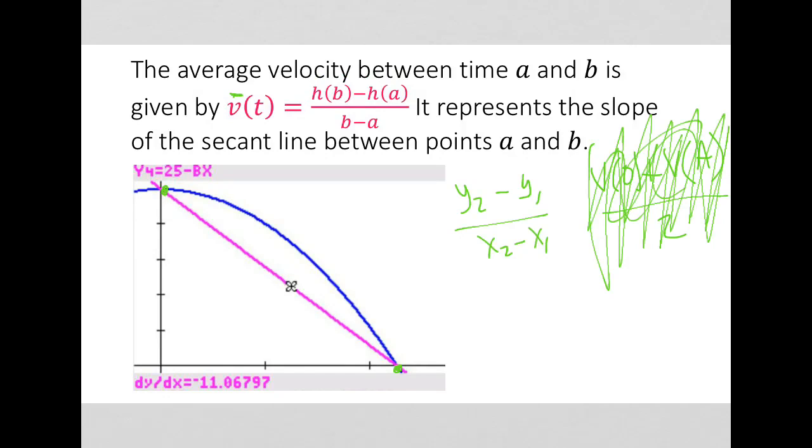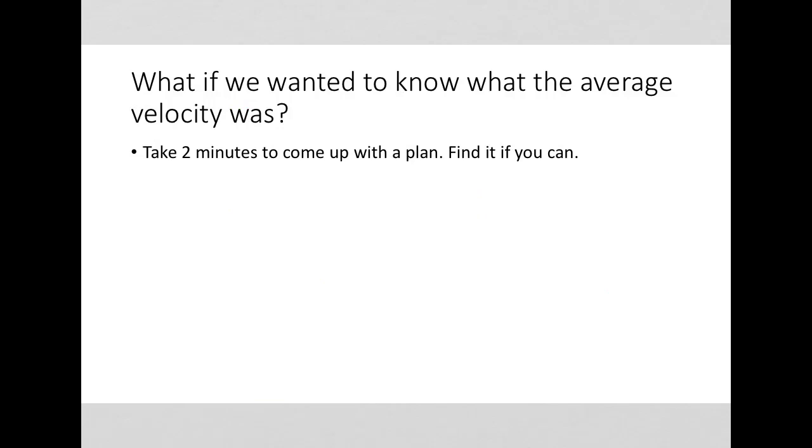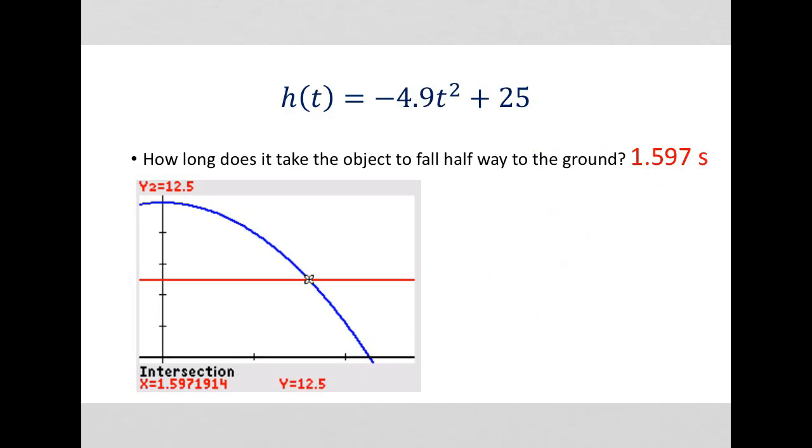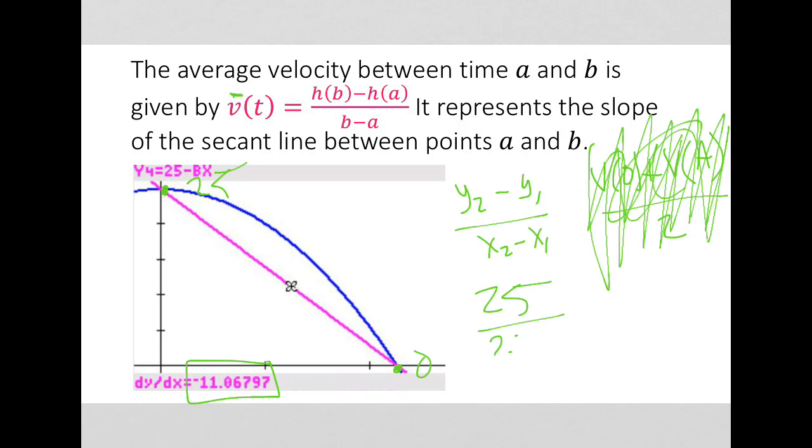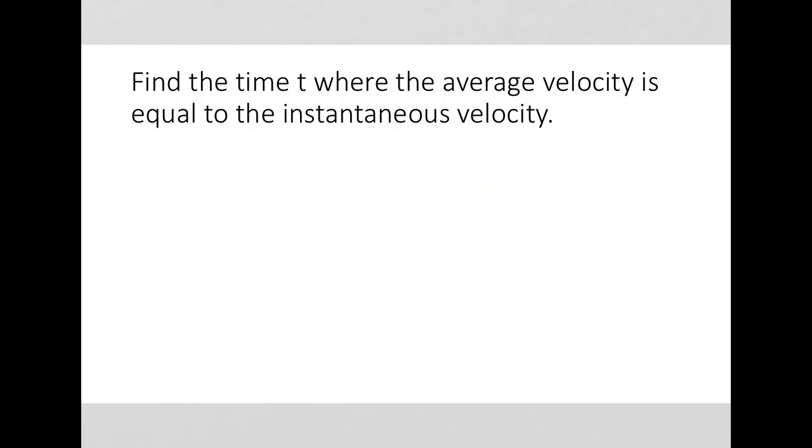So notice I went above and beyond and graphed that secant line, but we see that the slope of it, that average velocity, is found by negative 11.06797. And to do that, think about the y value here is 25 versus the y value there is 0. So we get 25 divided by that a value, which was the x value over here, 2.258. So we took that divided by 2.258, and it should be negative because that's a negative slope, and you get the negative 11.06797.